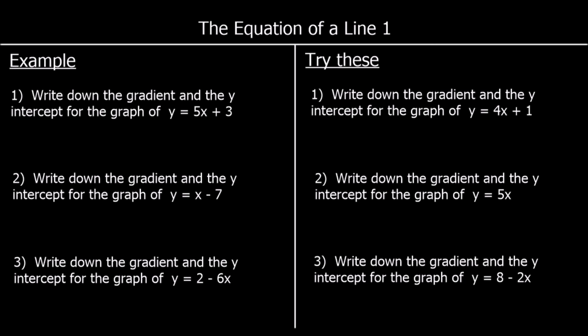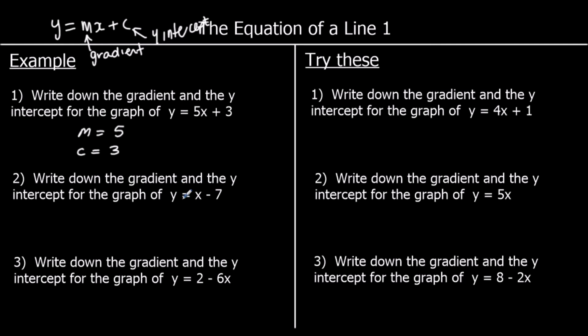So here's some examples. Write down the gradient and the y-intercept of the graph y equals 5x plus 3. The equation of a line is in the form y equals mx plus c, where m is the gradient and c is the y-intercept. So for our first example, we can see that the m, the gradient, is 5. And the c, the y-intercept, is 3.